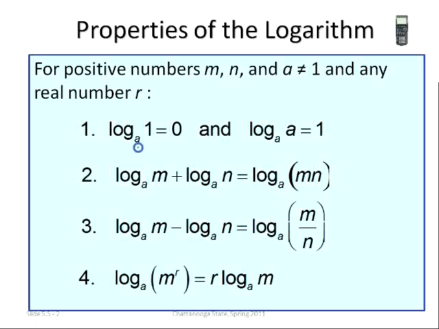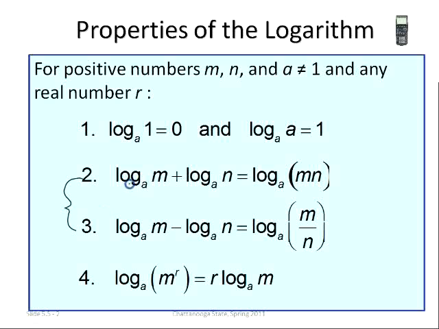The first property says that if you try to take the logarithm of 1, you're always going to get a 0, no matter what your base a is. The log of 1 is 0. And whenever your base is the same as what you're taking the log of, your answer will be 1. Now, the second and the third properties you can kind of think of as being related to each other.